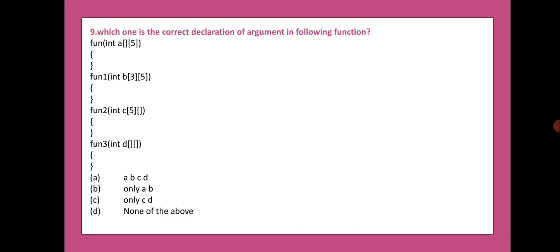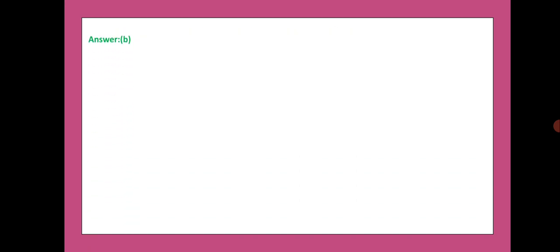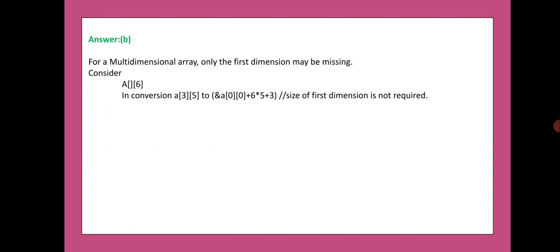But whereas in fun2, the second dimension is missing, and in fun3 both the dimensions are missing, which is not allowed. Hence only A, B is a correct declaration. C and D is not a correct declaration. Hence the answer should be B, only A, B. Size of first dimension is not required.